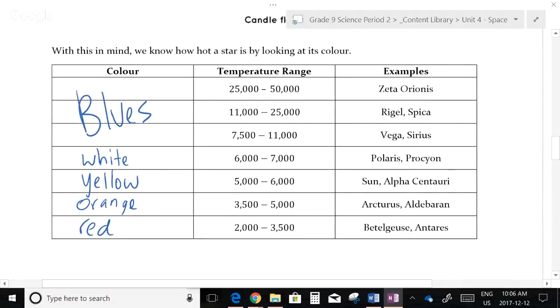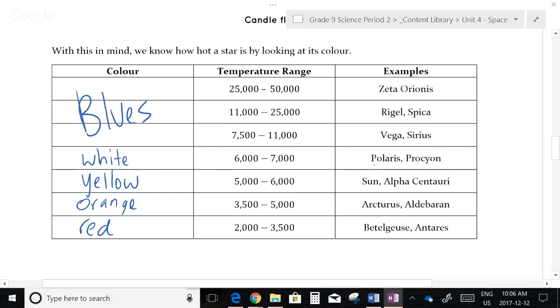The red stars are the coolest stars. That makes sense? And so Betelgeuse is an example. Betelgeuse is the biggest star, or one of the biggest stars we know of, and it's a big red thing. It's red hot. Antares, Arcturus, and Aldebaran are orange in the sky. Our sun gives off yellow light, right? It's not a pure white. It's kind of yellowy.